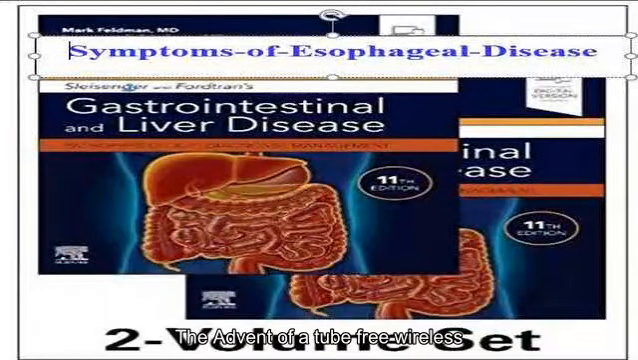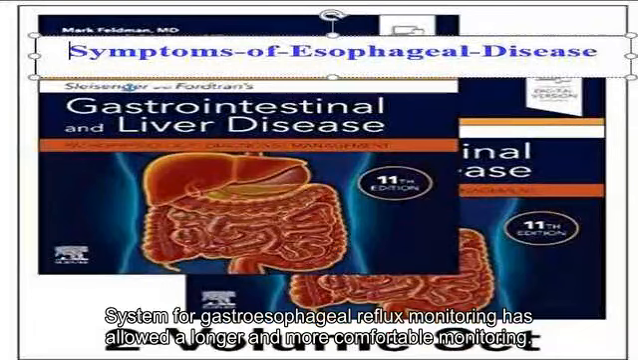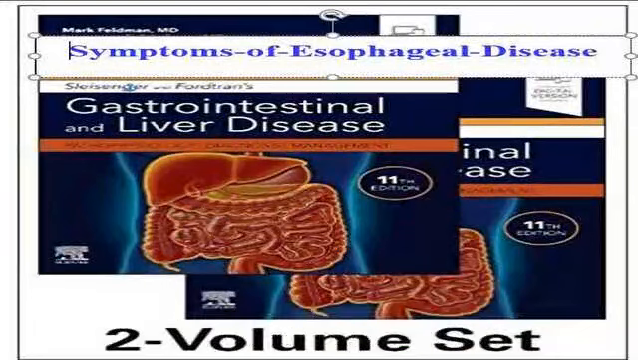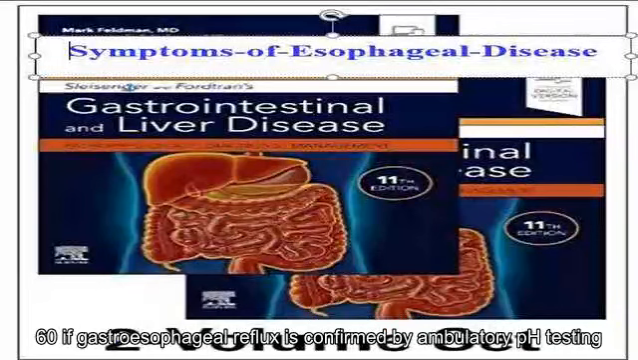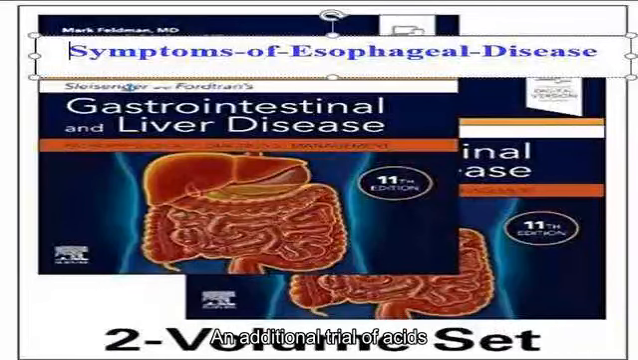The advent of a tube-free wireless system for gastroesophageal reflux monitoring has allowed a longer and more comfortable monitoring period, which increases the likelihood of observing a correlation between pain and an acid event. If gastroesophageal reflux is confirmed by ambulatory pH testing, an additional trial of acid suppressive therapy is warranted.